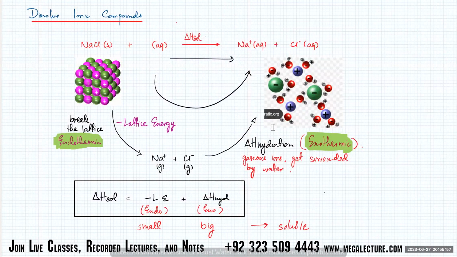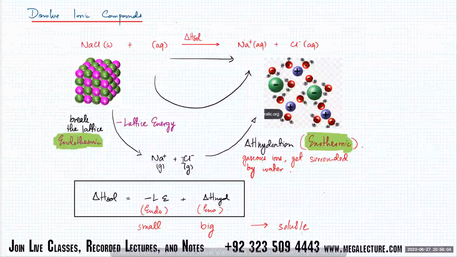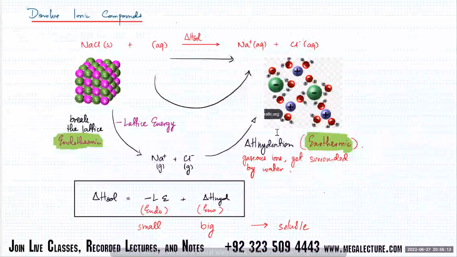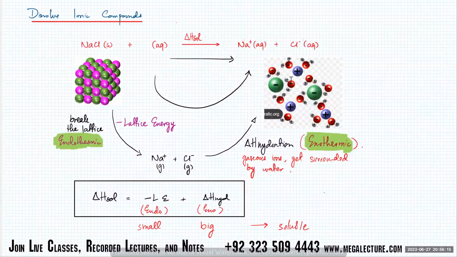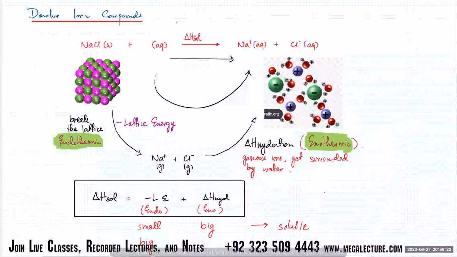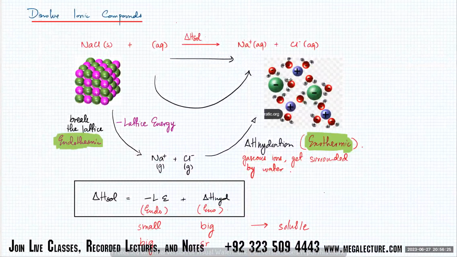And simultaneously, even if you're able to break the lattice, the ions don't attract water that much. If this is small, it's not very exothermic, the attraction is not very strong, even in that case it's not going to dissolve. So if this is big, and this one is small, then it's not going to be soluble.